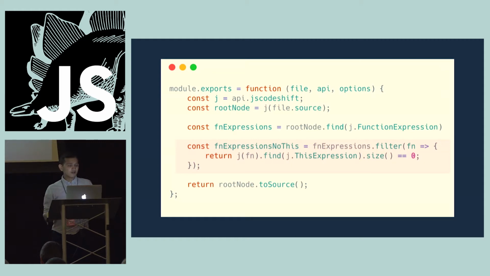So here we have a filter method that's exposed by JS CodeShift on our collection. We're going to pass in this callback function. And this callback function, it's not too bad. What it's doing is it's searching for each of the individual function expressions. And it's making sure that this expression isn't there. We want to avoid the this keyword in our transformations. So we're going to exclude any functions that have the this keyword. Size and related methods are just exposed by JS CodeShift.